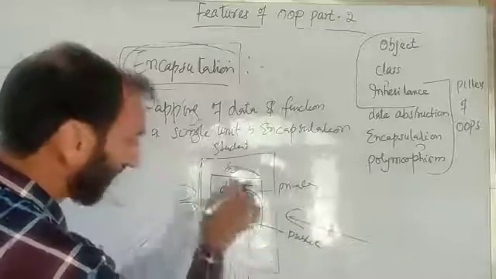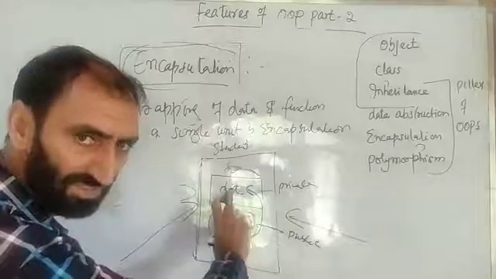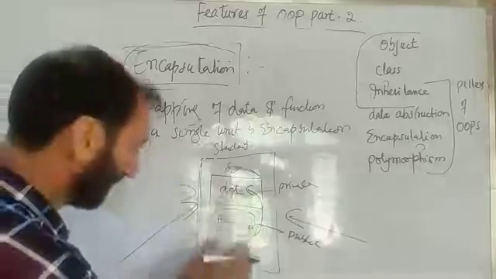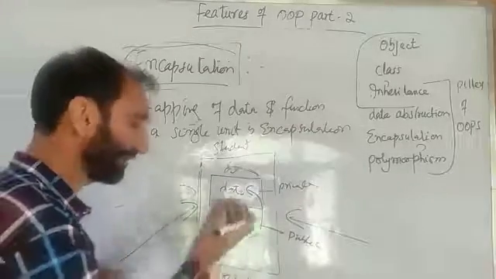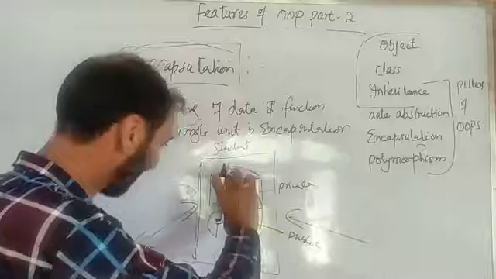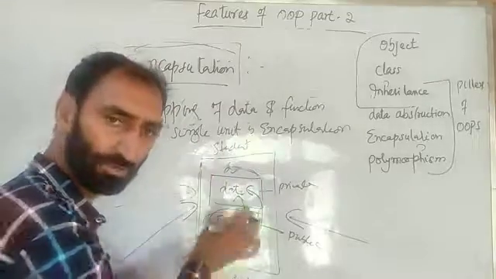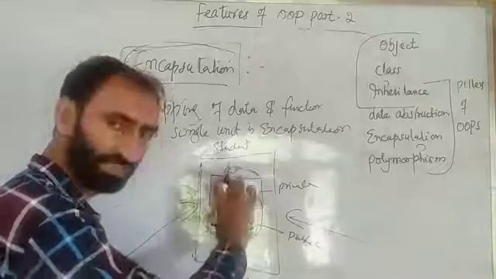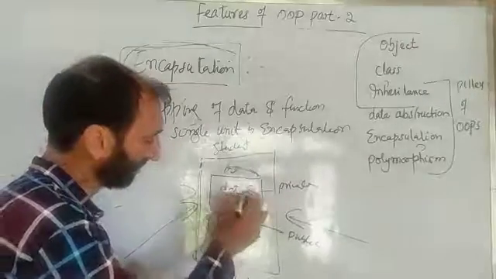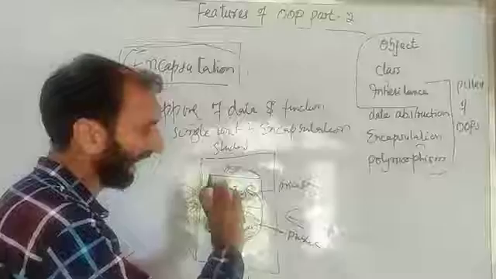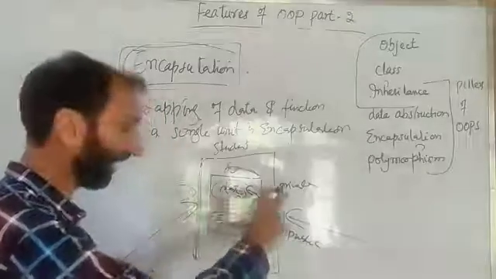Nobody outside this function can access this data. If I want to perform some operation on this data, only these functions are able to access it. They are able to perform these functions on this data because I have declared the data access specifier, which I have put here, as private.